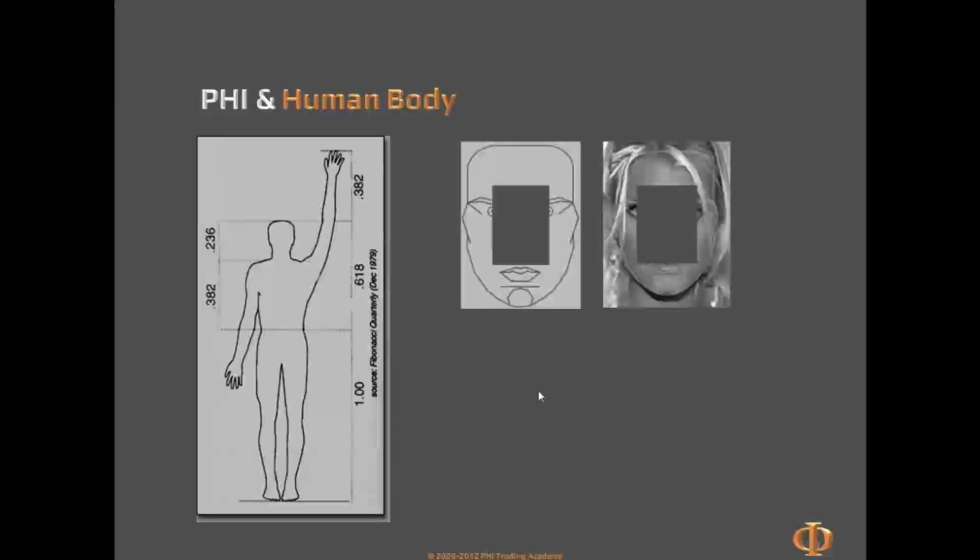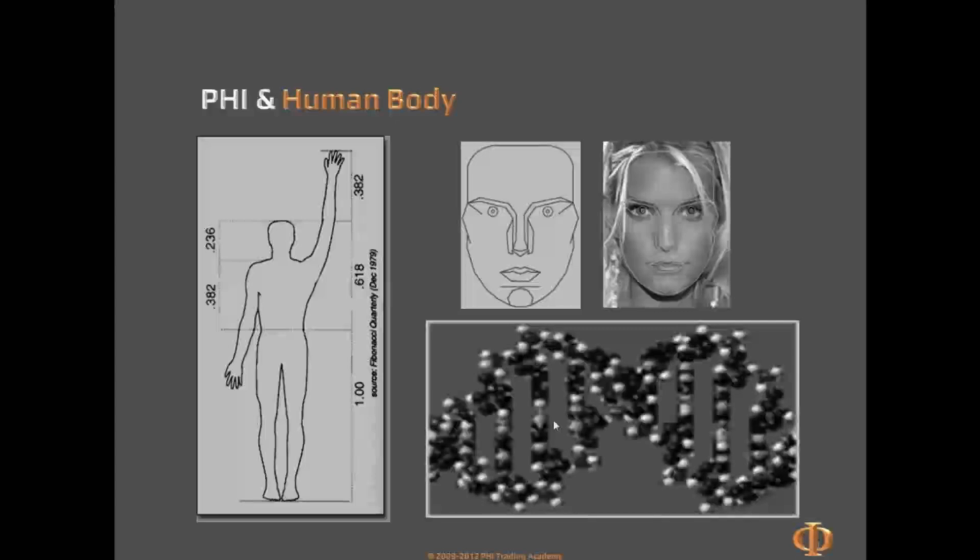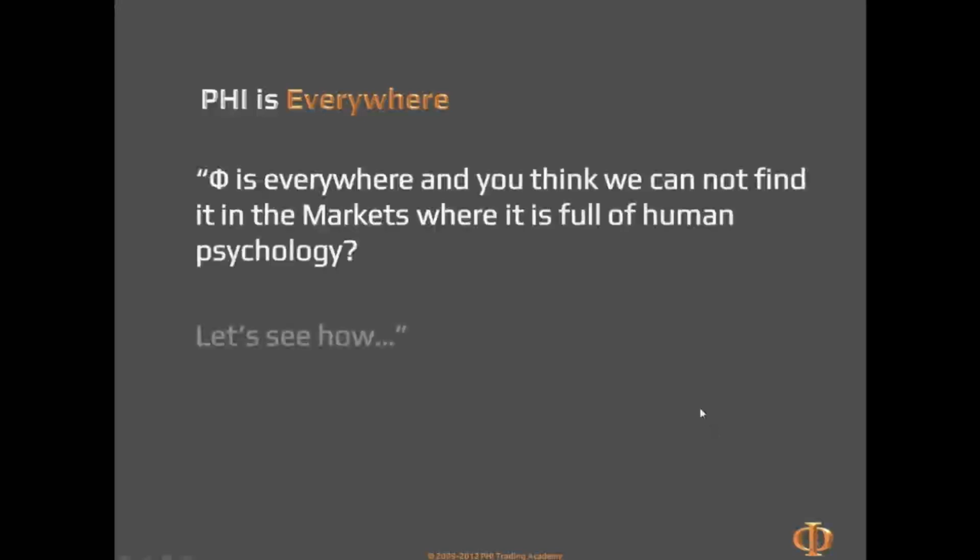Now they say that the people who we consider beautiful have the ratios of the Fibonacci numbers in their faces or in the way their body is built. And finally, this is our DNA. Well, our DNA is made up of 21 by 34 atoms, making a very close golden rectangle. So now, phi is everywhere. And you think we cannot find it in the markets, which is full of human psychology?